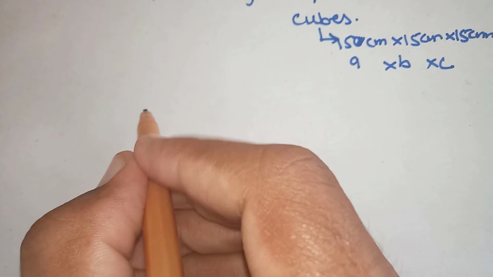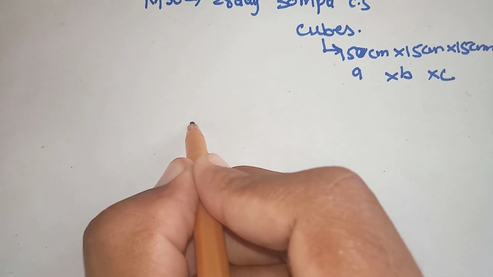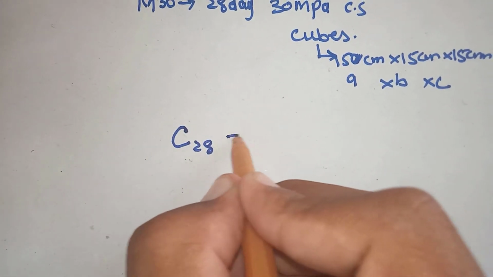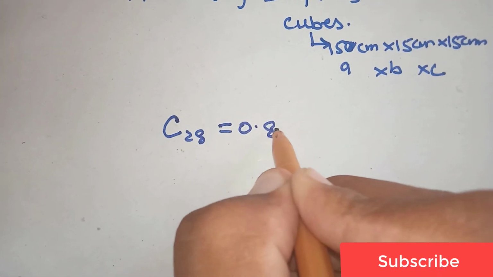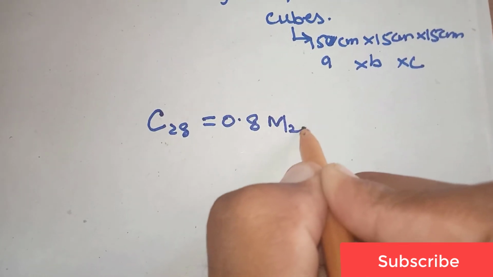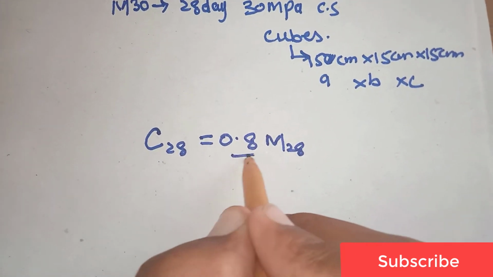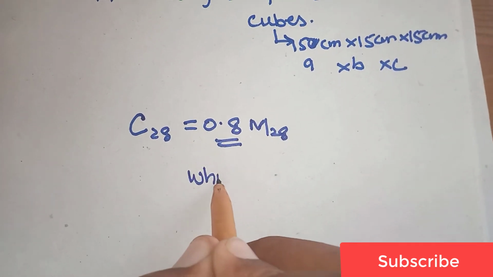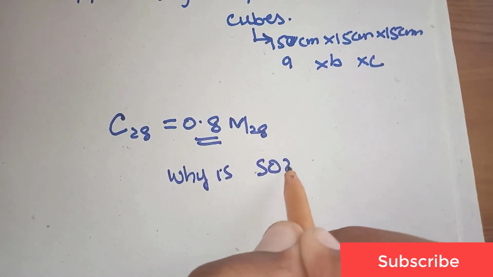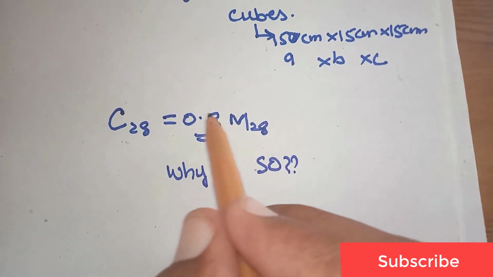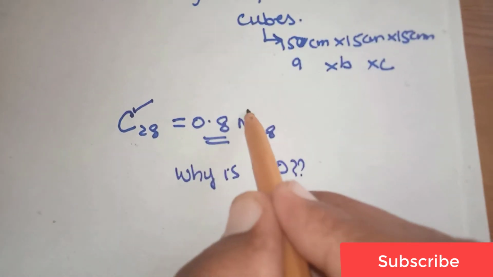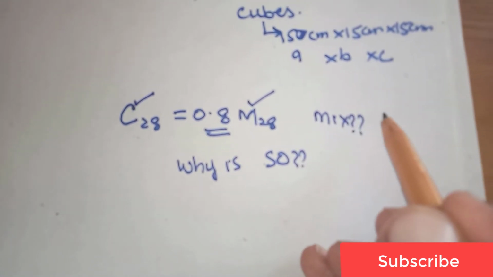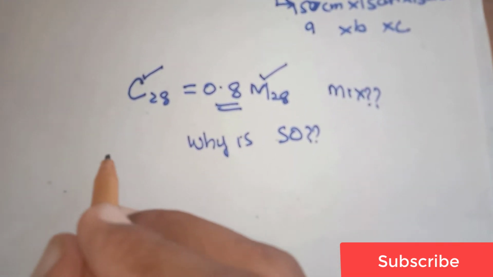So dear friends, as we know, the cylindrical strength of a sample in 28 days is less than the cubical strength of the sample in 28 days by 0.8 times. So why is it so? Why is cylindrical strength always less than cubical strength of the same mix? I will answer these questions.